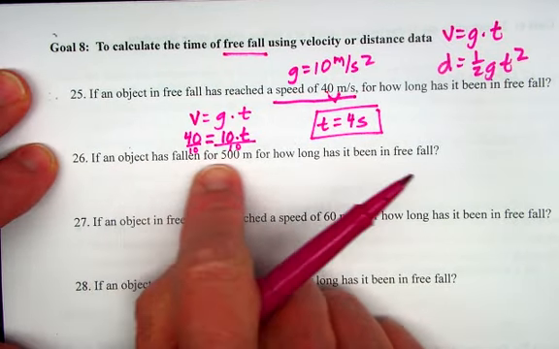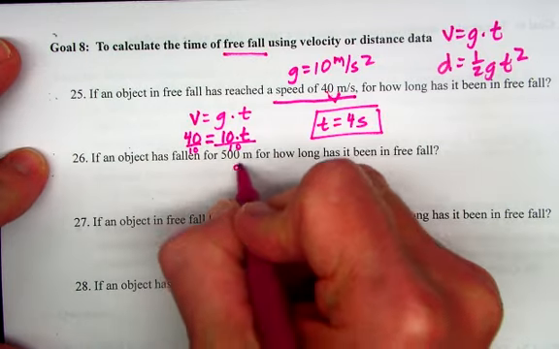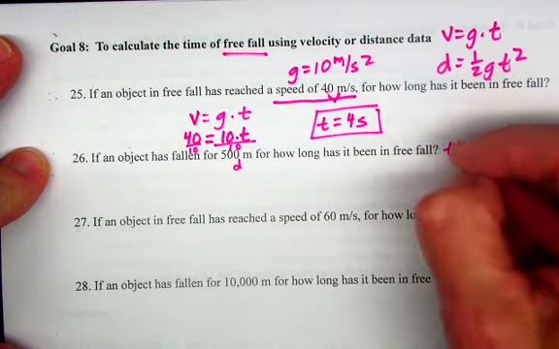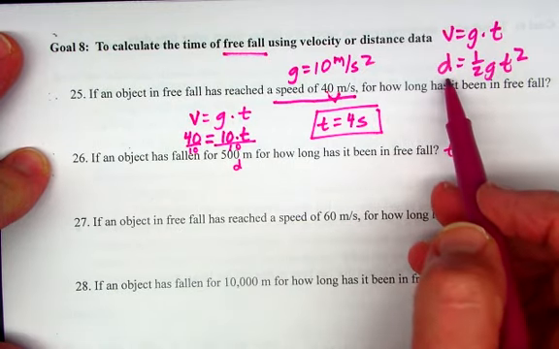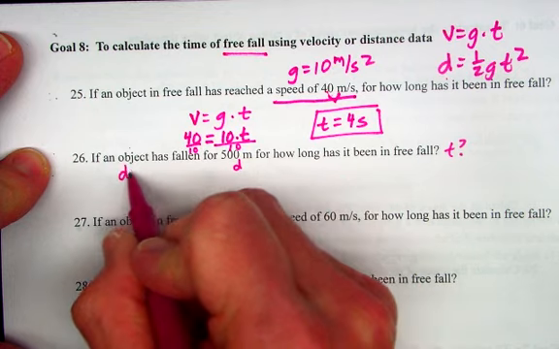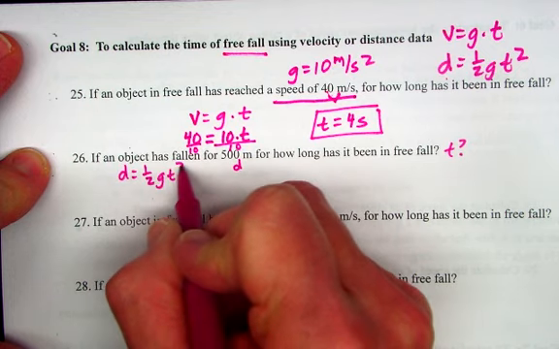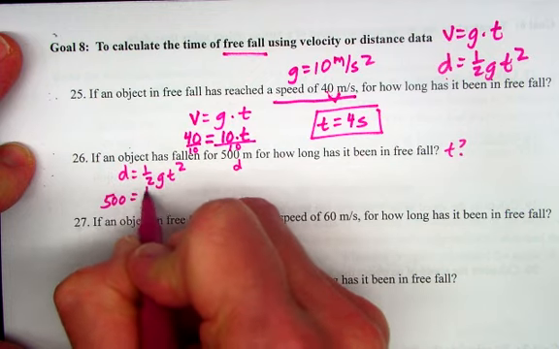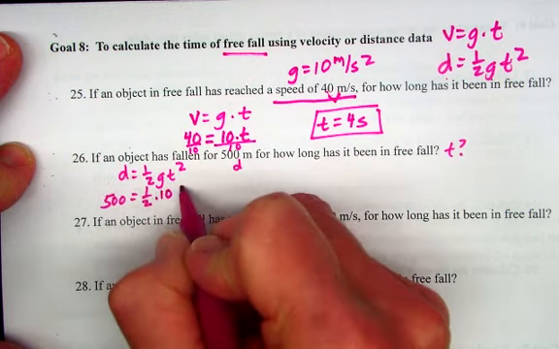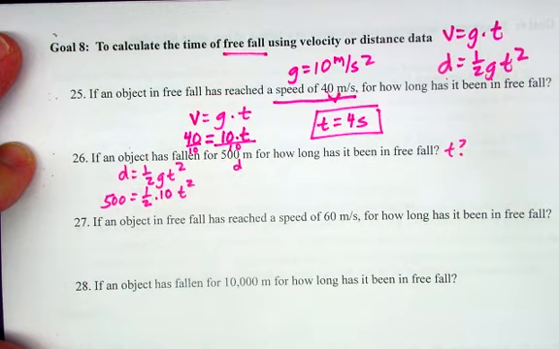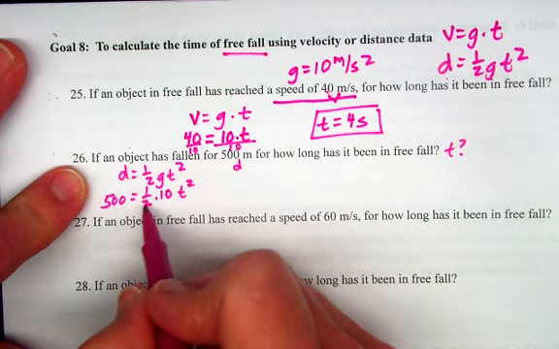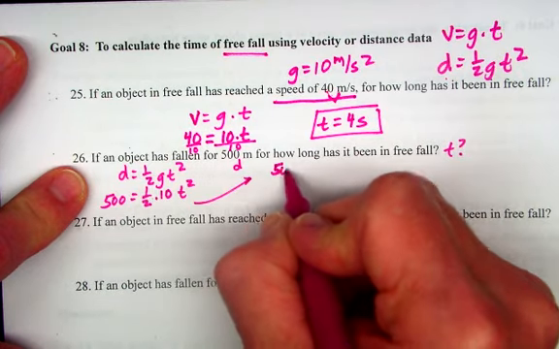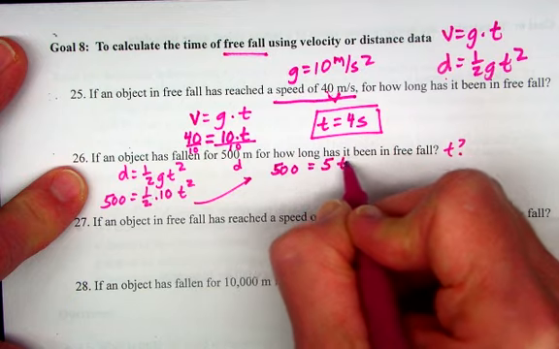26. If an object has fallen for 500 meters, that is a distance, 500 meters. They want to know how long it has been in free fall. They're looking for a time. So we're going to use the equation that has distance in it: d equals 1/2 g t squared. Our distance is 500, so I'm going to plug that in for the distance, 1/2 times 10, and I'm going to solve for the t. Don't forget that it's squared. 1/2 times 10 is 5, so if I rewrite it, 500 equals 5t squared.